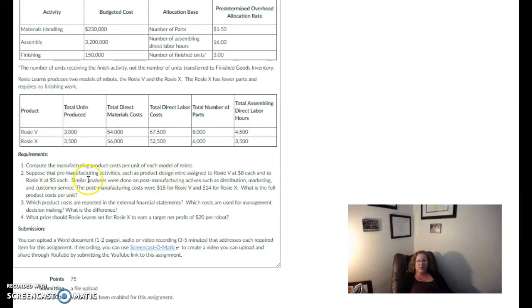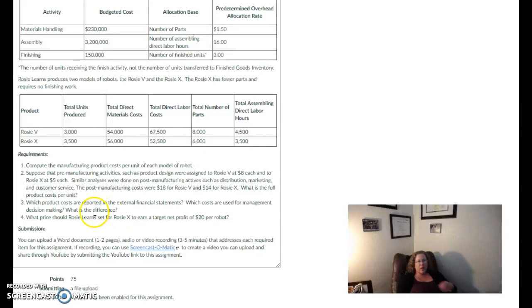And then suppose that pre-manufacturing activities such as product design were assigned to Rosie 5 at $8 each and to Rosie 10 at $5 each. Similar analysis was done on post-manufacturing activities such as distribution, marketing, and customer service. The post-manufacturing costs were $18 for Rosie 5 and $14 for Rosie 10. What is the full product cost per unit?